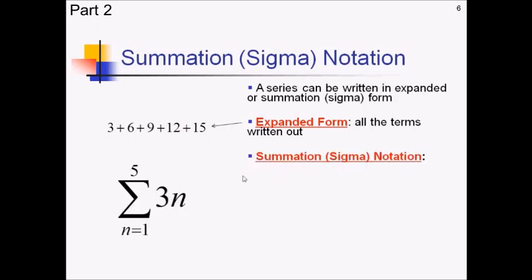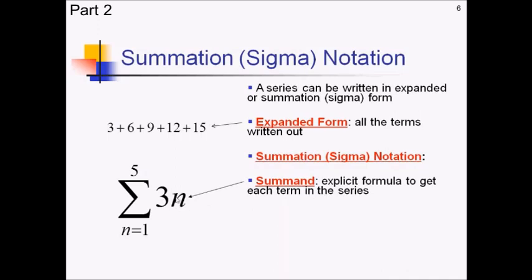or summation form. This form has a few different parts, and by the way, this is the Greek letter sigma, or S, it's for sum. So the different parts of this formula: in here, this 3n is called the summand. This is a formula that tells you each term in the series. So this is like 3 times 1, 3 times 2, 3 times 3.